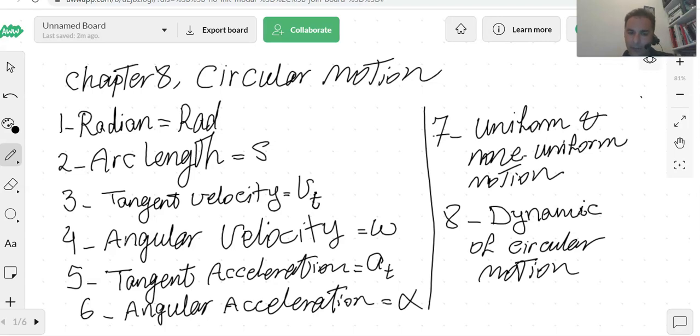Number 4 and number 6 say angular velocity and angular acceleration. What does angular mean? Angular means it's at the angle, where the angle changes. It means the center of the circle. So when it says angular velocity, that means velocity at the center. When it says angular acceleration, that means acceleration at the center.